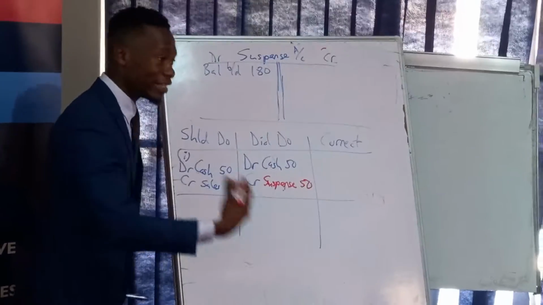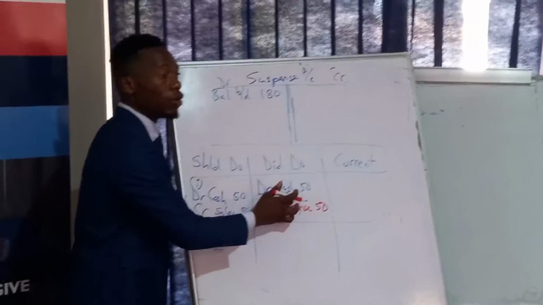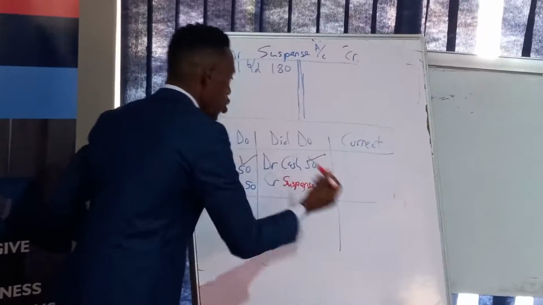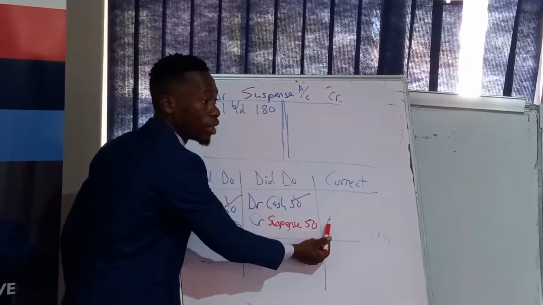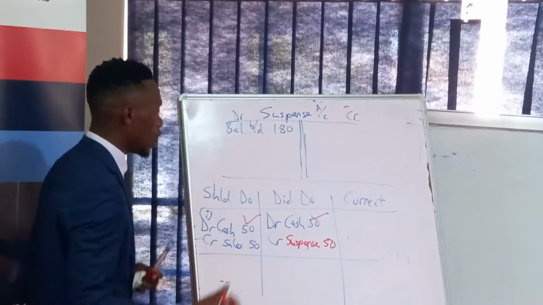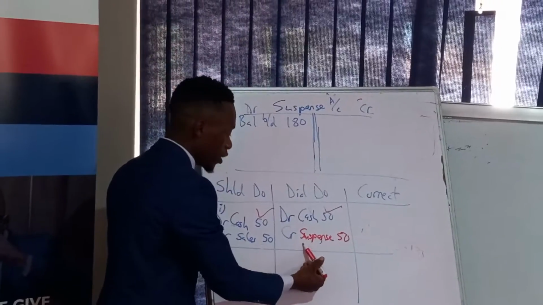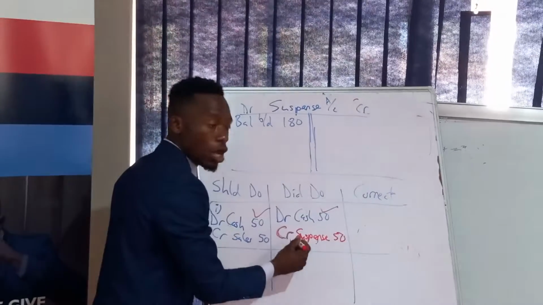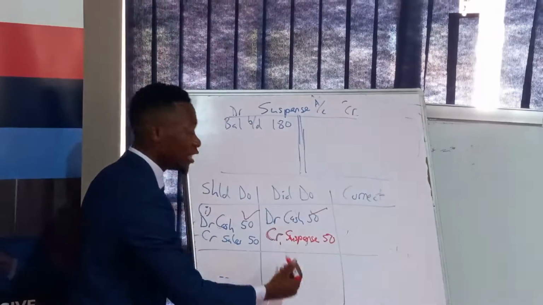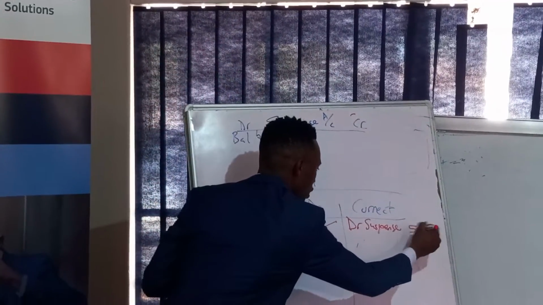Now when we correct, guys, let's look at the did do here. Cash, are you agreeing with me that it was done correctly? So allow me to put a tick. On the correct side, I don't want to see cash, because you cannot correct what has been done correctly. You understand? So now, when we correct, we post. Suspense here is on the credit side. When you post it, it will be on the opposite side. So when I post, it goes on the debit. Step by step, guys.